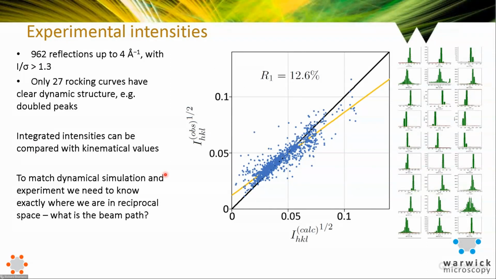If we just use dynamical intensities calculated from the rocking curves that we simulate using the nominal beam path, then we do a lot better. You can see we've got a much better fit here. But it's still not great, right? There's still a huge amount of scatter here. And the reason this is not great is mainly because several other things have not been optimized.